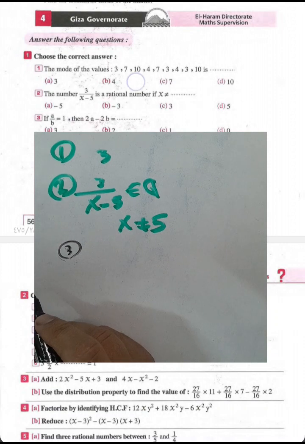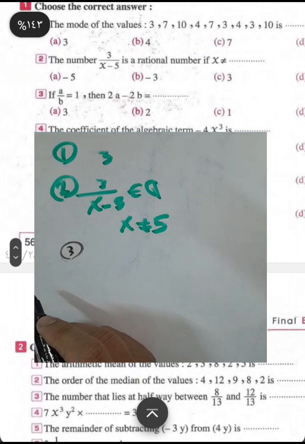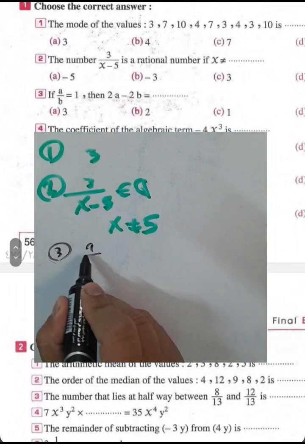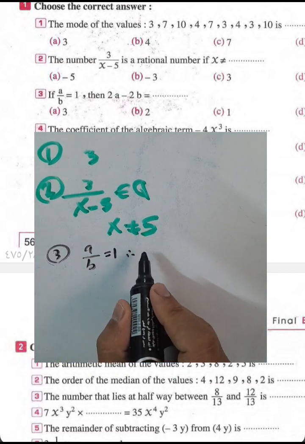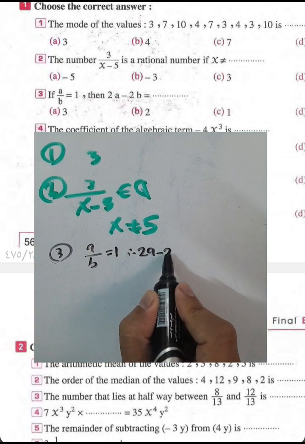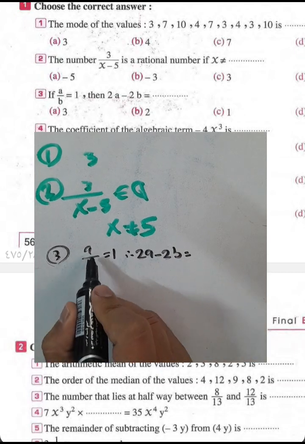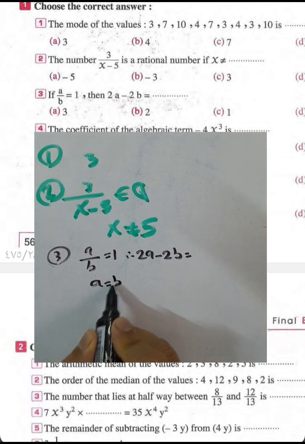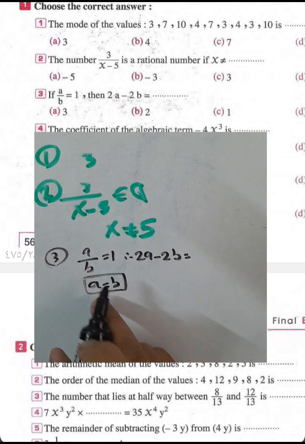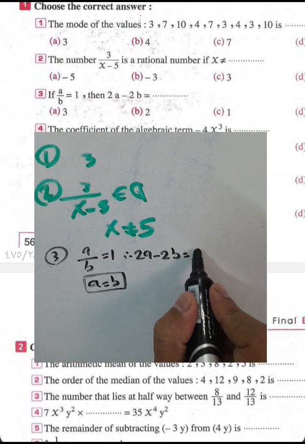If a over b equals 1, then twice a minus twice b equals what? A over b equals 1, so a is equivalent to b. Then twice a will be equal to twice b. Then the difference between them will be 0.